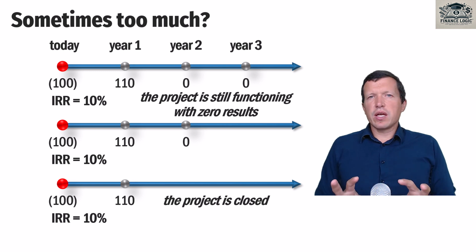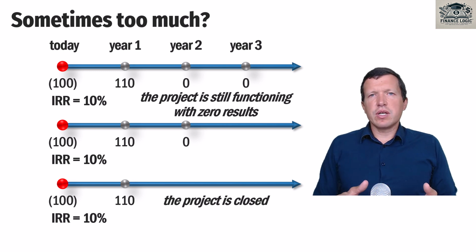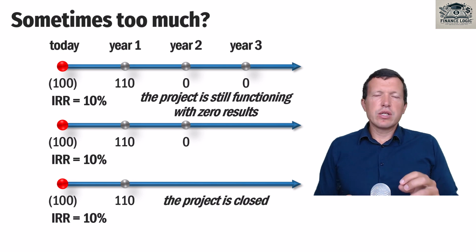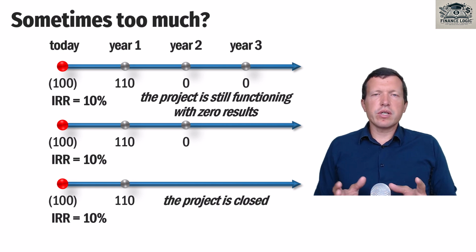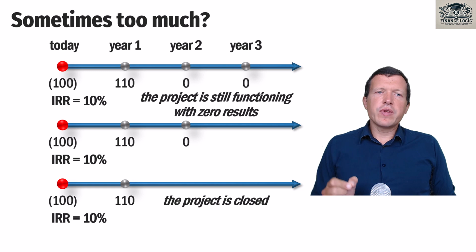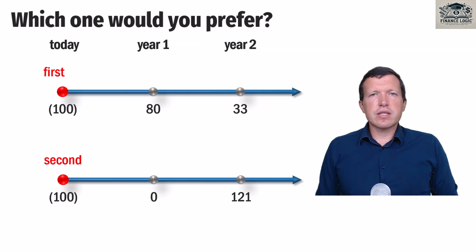So the key thing in avoiding this trap that was in the title of our video is to apply the right interpretation, to use proper interpretation of what internal rate of return is. Before we have a solution of this problem, let's take a look at another example.